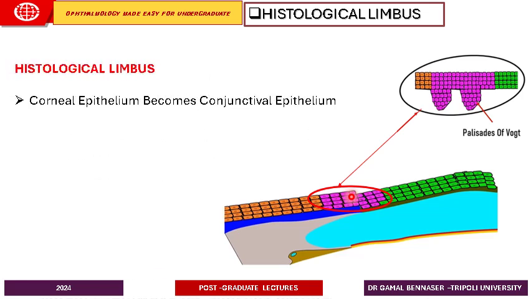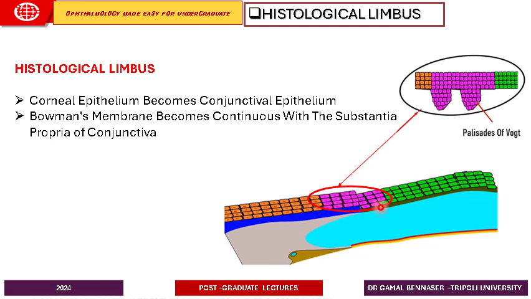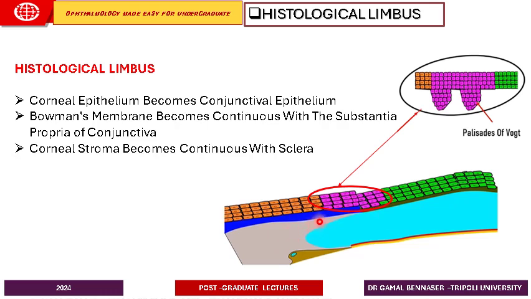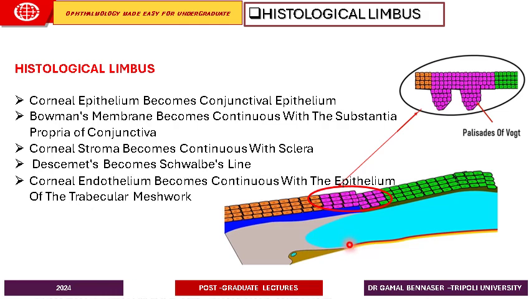Now, what's the histological limbus? This is known as the histological limbus. The corneal epithelium will continue with the conjunctival epithelium at this area, and the Bowman's membrane will become continuous with the substantia propria of the conjunctiva, and the corneal stroma will continue with the sclera. In the sclera, there is no sharp demarcation, but it is a wedge shape like this, and this is the scleral spur. And the Descemet's membrane will terminate in Schwalbe's line here, and then the corneal endothelium will become continuous with the epithelium of the trabecular meshwork. This is what's known as the histological limbus and the transition between the corneal epithelium and the conjunctival epithelium.